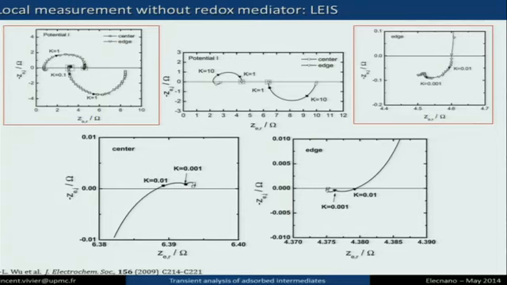For instance, if I calculate the local ohmic impedance for the potential 1 at the electrode center and at the edge, these are experimental results. This one is for the edge, and this one is for the electrode center. If I perform the calculation with the finite element simulation, we get exactly the same thing.